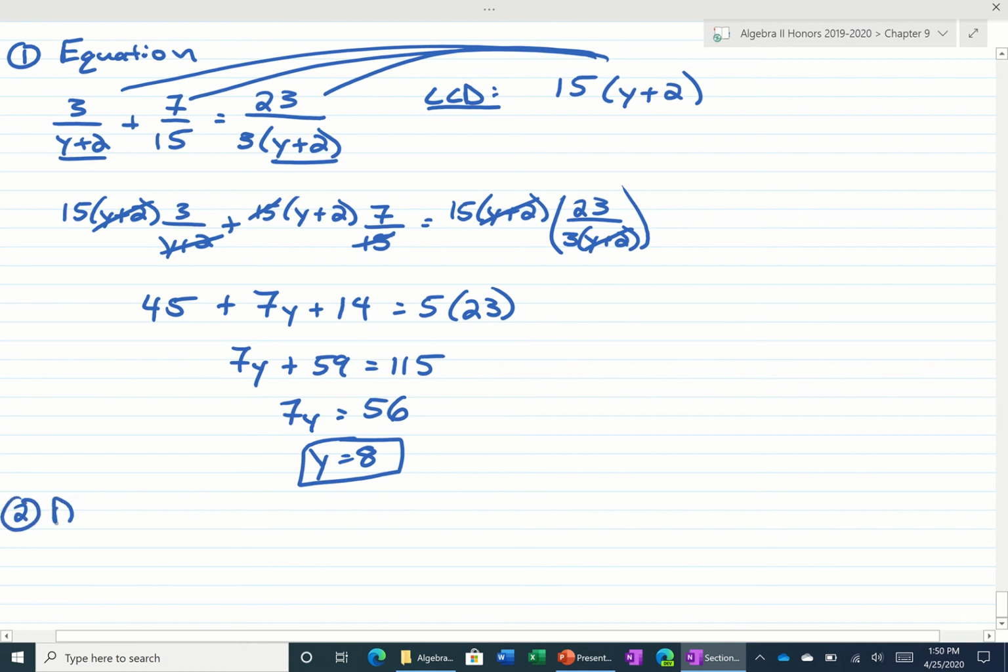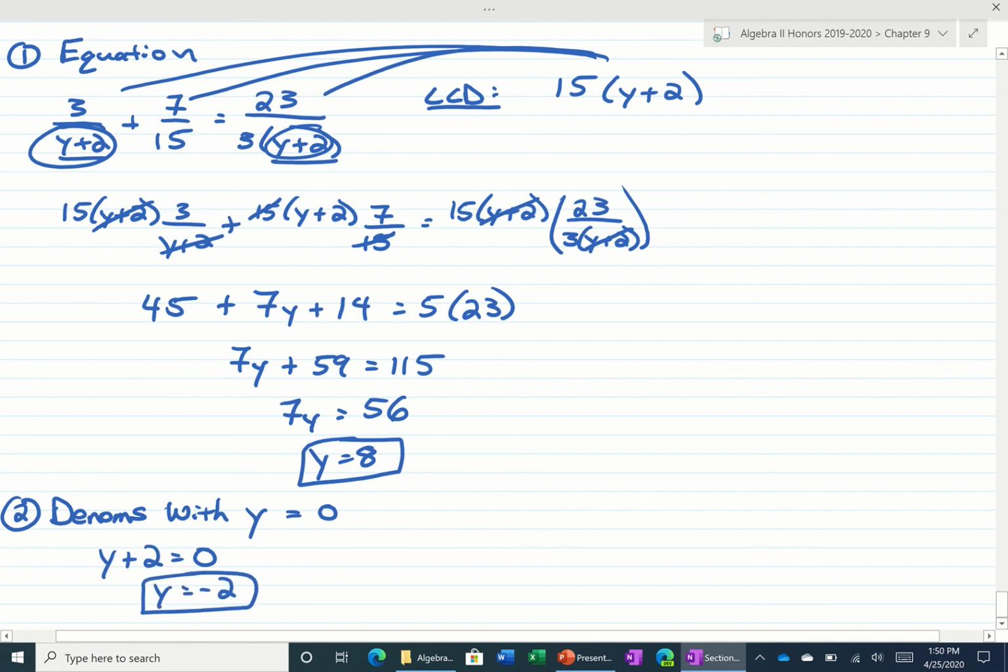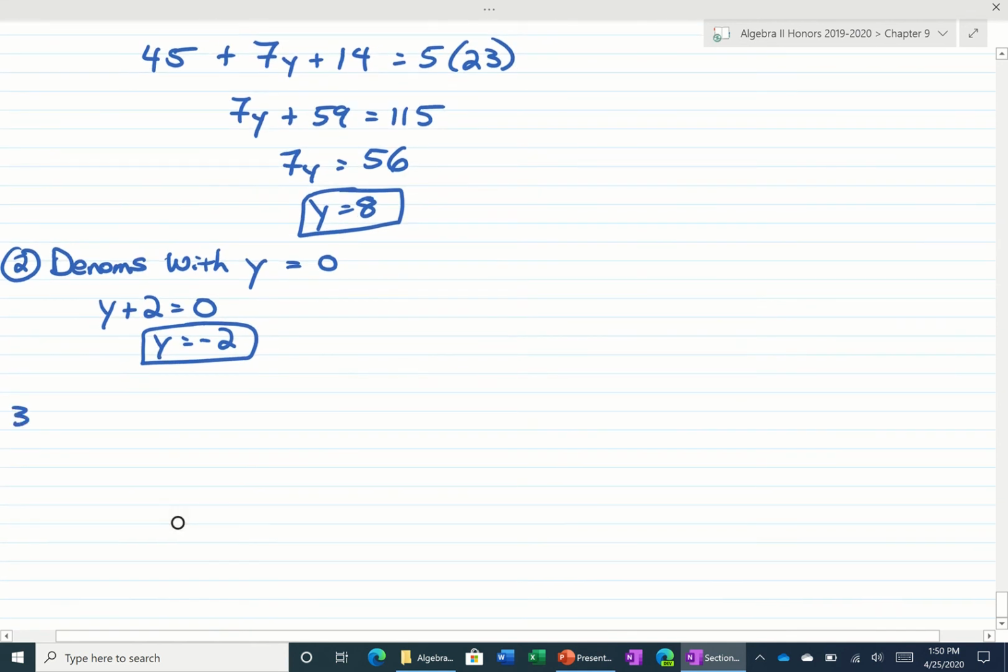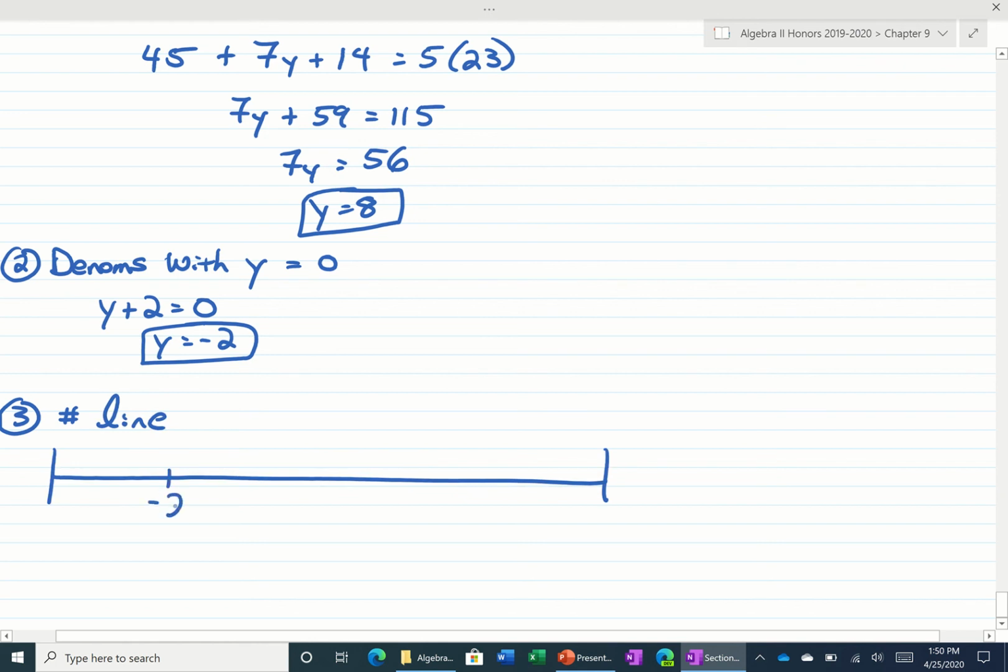Second step is any denominator with an x, we're going to make equal to 0, or with a y, because this problem has y in it. So that's right here, y plus 2. So if we set those denominators equal to 0, we get y is equal to -2 for both. And to finish, I'm going to make our number line with -2 and 8.